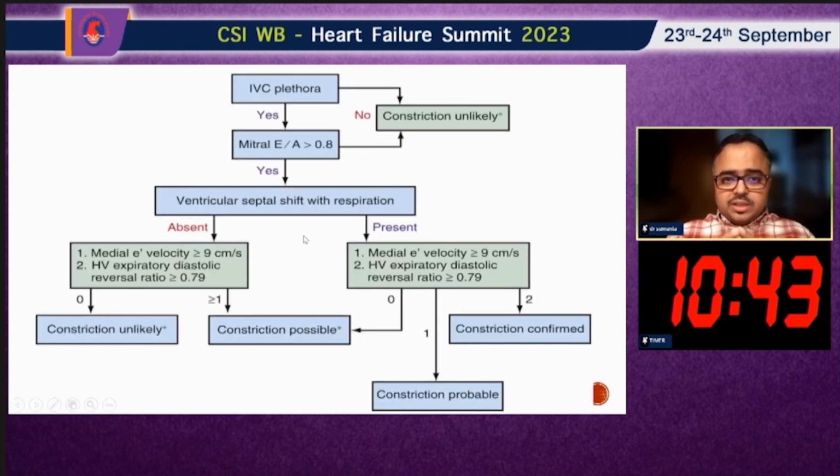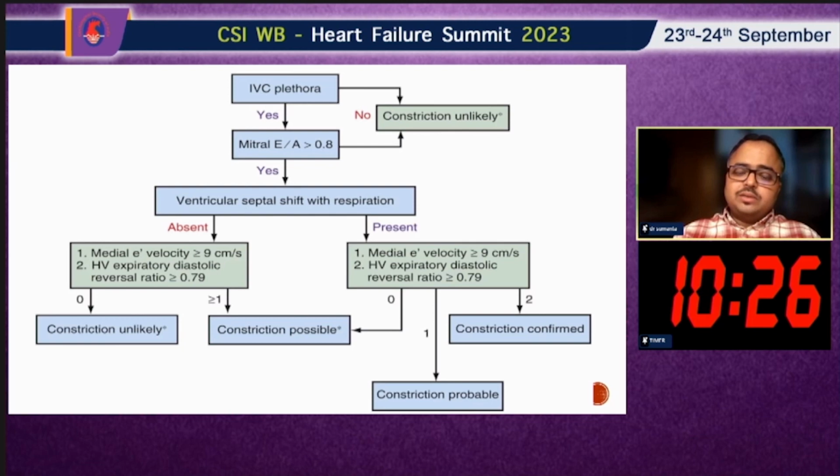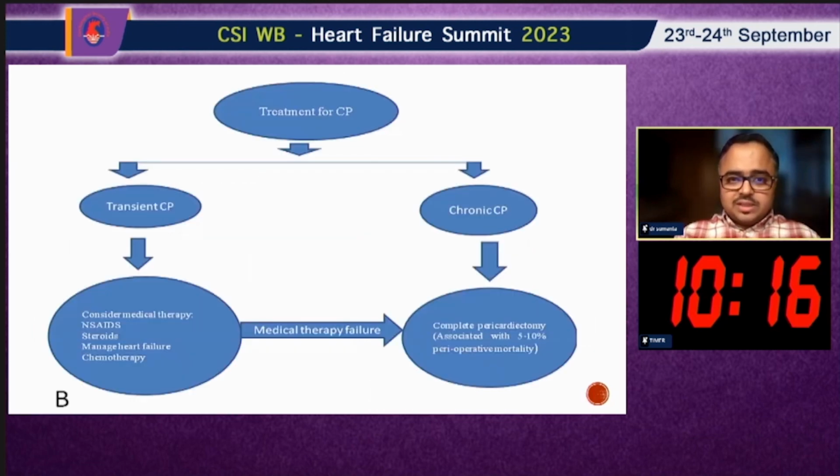So here we can see the algorithm behind finalizing our diagnosis: mitral E by A more than 0.8, E prime more than 9, ventricular septal shift with respiration, hepatic vein expiratory diastolic reversal ratio more than 0.8. These are the usual crux. If all three parameters are positive, then constriction is likely. If one or more is positive, it is possible. So that's why we are finalizing this. Constrictive pericarditis is usually categorized as acute, subacute, chronic, effusive constrictive, transient.